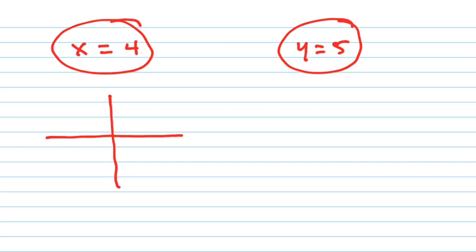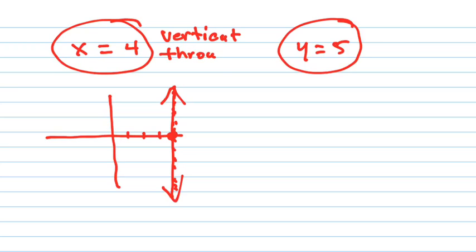X equals what number? 4. So you go 1, 2, 3, 4. So it's right there, right? Okay. Where else does x equal 4? All the way up and down that line. It doesn't matter what y equals. X is always equal to 4. And x equals 4 means go to the right 4. Always. So that gives you what kind of line? A vertical line. So it's simply a vertical line through positive 4.